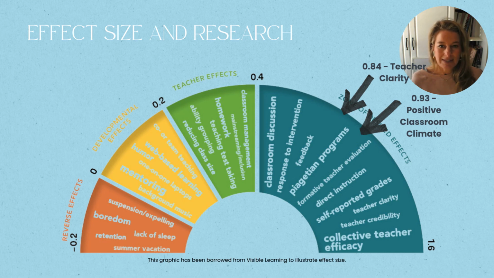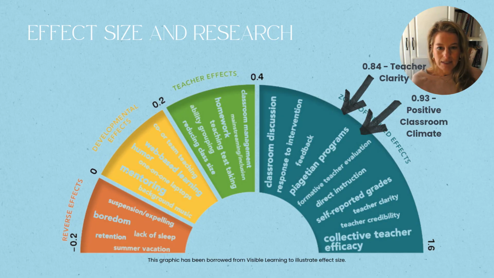Teacher Clarity has an effect size of 0.84, which places it well above the threshold of what significantly accelerates student achievement. When you clearly define routines, expectations, and roles, you give students a roadmap to success. Consistency is what turns routines into habits and classrooms into communities. When students know you'll follow through, whether it's a transition procedure or a consequence, they begin to trust the structure.